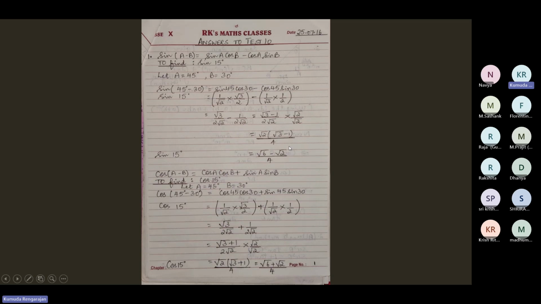So this is the value of sine 15 degrees with the rational denominator. See, this is the value of sine 15 degrees. The denominator is irrational, so we perform these steps to rationalize the denominator. And it is root 6 minus root 2 by 4.